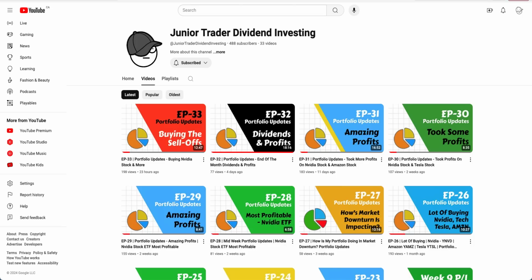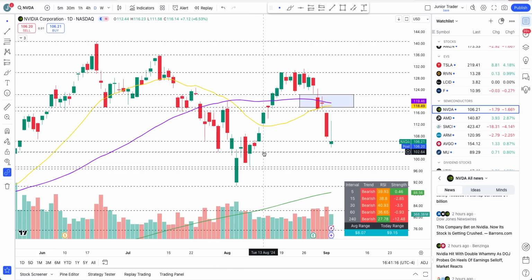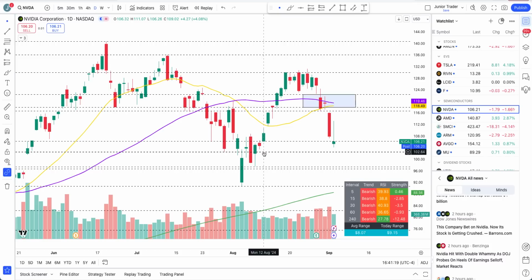And with that, let's get back over here. So Nvidia. Now let's put some colors on the chart. Let's brush things up right here. Let's put a paintbrush up here. And this helps us in identifying what the price structure is telling us.